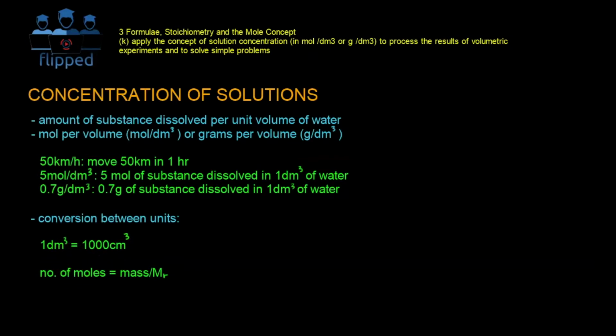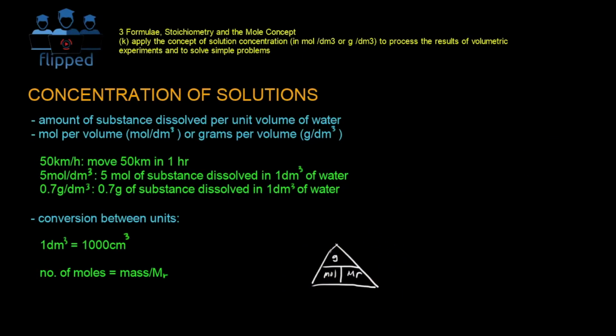Next one is something that we have learned before in the previous videos. Number of moles is equal to mass over Mr. Remember our triangle: on the top we put our mass, bottom we put moles, side we put Mr. This is how we remember the number of moles calculation.